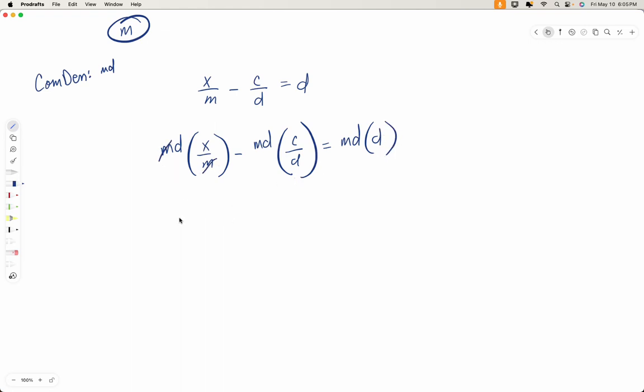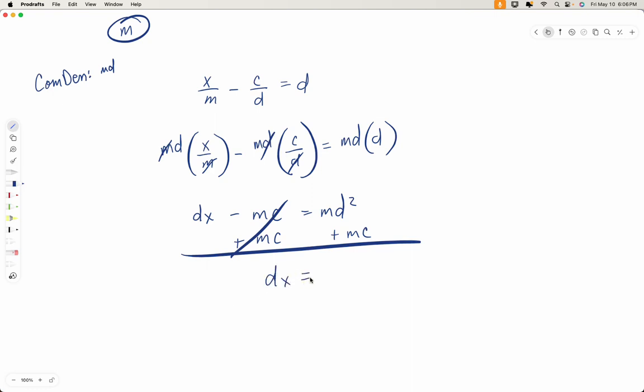So the m's cancel first, so we get dx. The d's cancel second, so we get mc. And then the d's here are squared, so we get md squared. So now I can add this term to both sides. This would cancel, so I get dx is equal to md squared plus mc. Now I can factor out the m. dx is equal to m times d squared plus c.